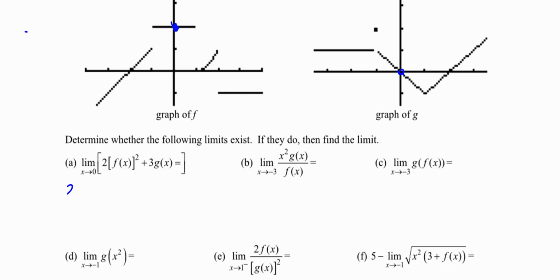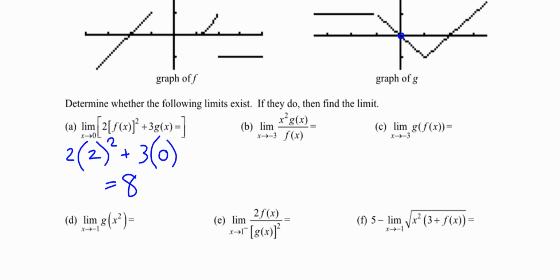So we'll have 2 times the limit of f of x as x approaches 0, which is 2, and that's squared, plus 3 times the limit of g of x as x approaches 0, which is 0. 2 squared is 4. 2 times that is 8. So this is equal to 8.